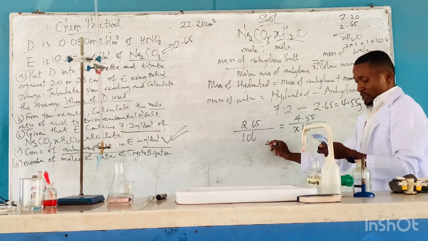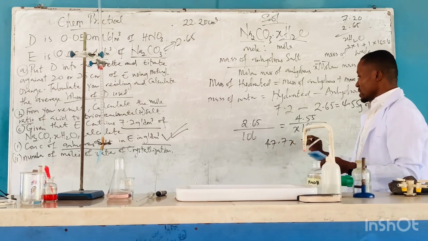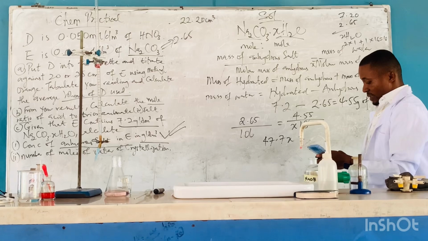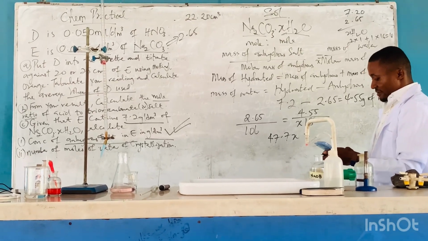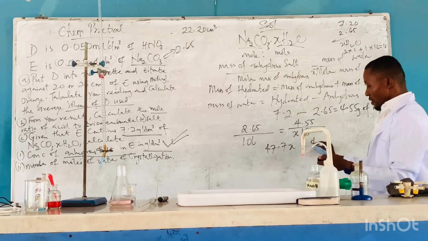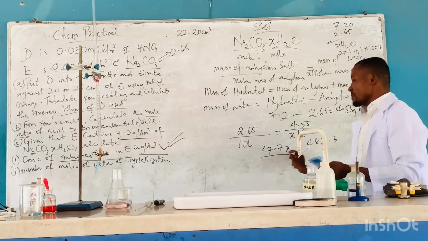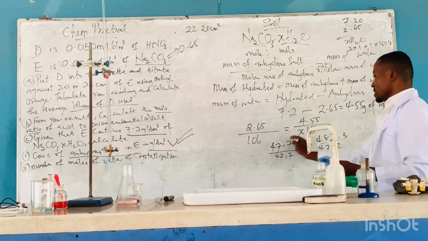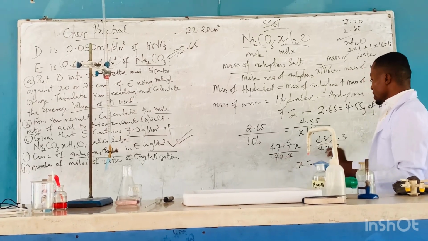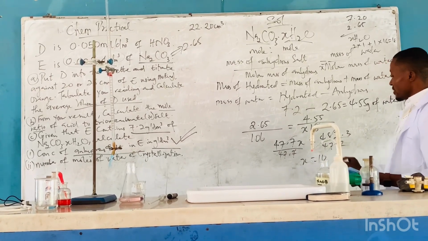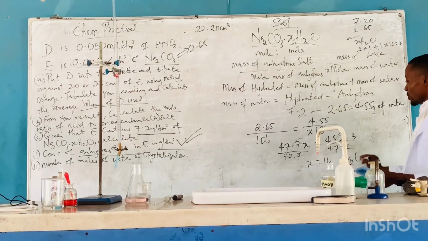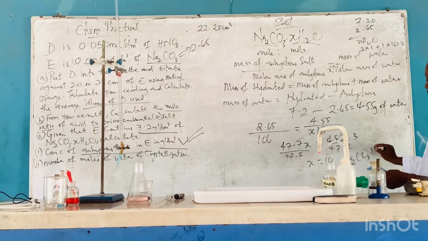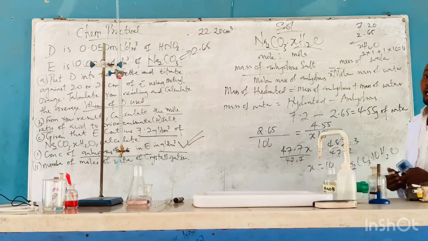And that will give us 47.7x equals 106 times 4.55. That will give us 482.3. Divide both sides by 47.7. This cancels this, and our x equals 10. That means our value of x is 10. That means the salt is Na2CO3.10H2O. That is if we put x now, we put 10H2O. Okay, I know this is very clear.